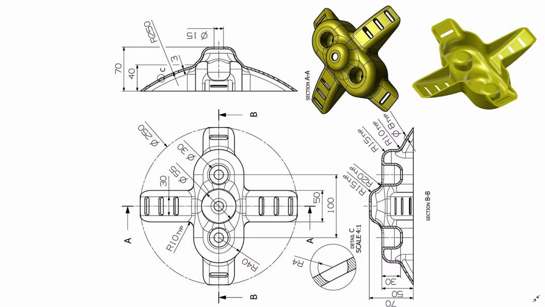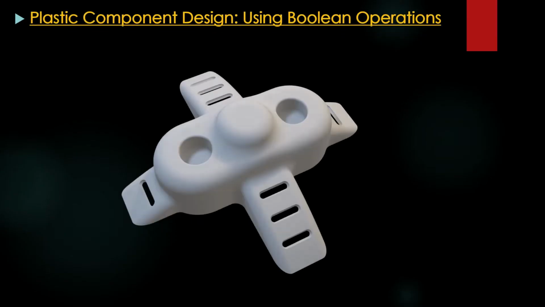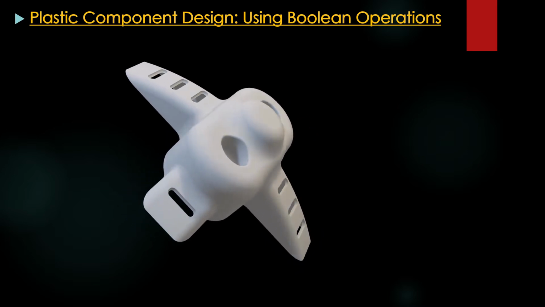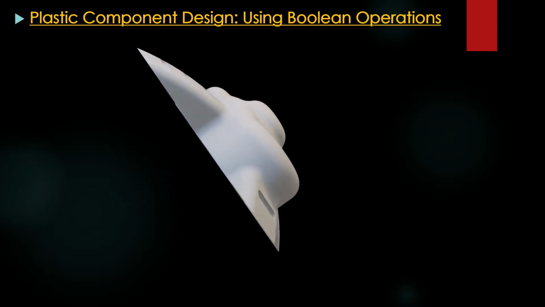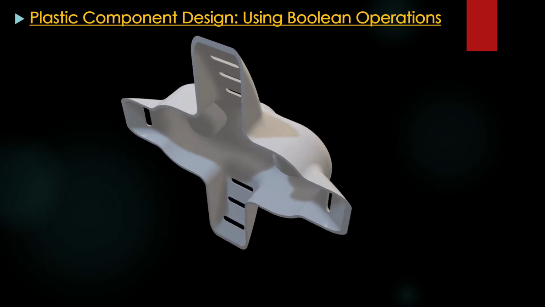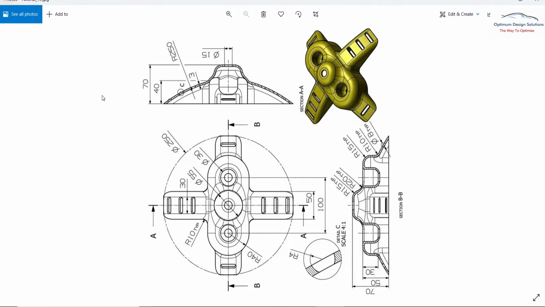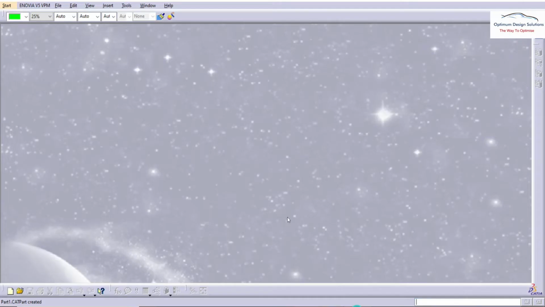So with the reference of this 2D, we are going to convert this 2D into 3D. This is today's component, which has a wall thickness of 3 mm, and it is a plastic component. Definitely the manufacturing process will be injection molding. So without wasting time, we'll start the designing.